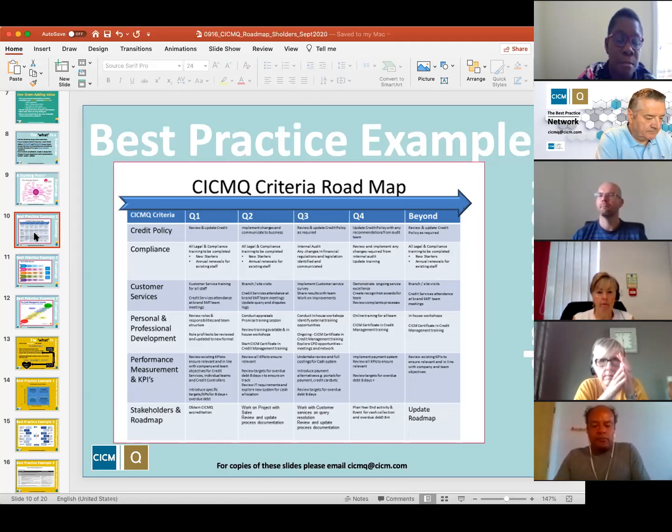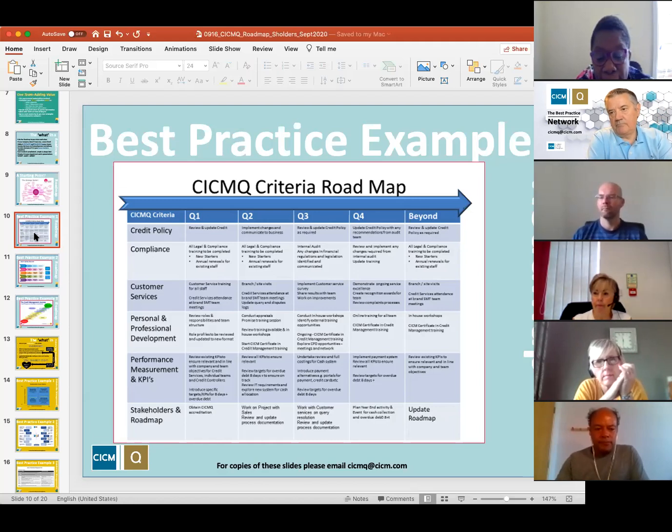The personal and professional development, if you look at that part of it, I know that the writing's very small because it is just there to give an indication, but it includes things like reviewing the roles and responsibilities, looking at appraisals, looking at qualifications. So getting your people involved in CICM, whether it's by study or by membership or whatever. So we always push that home as being a good example.